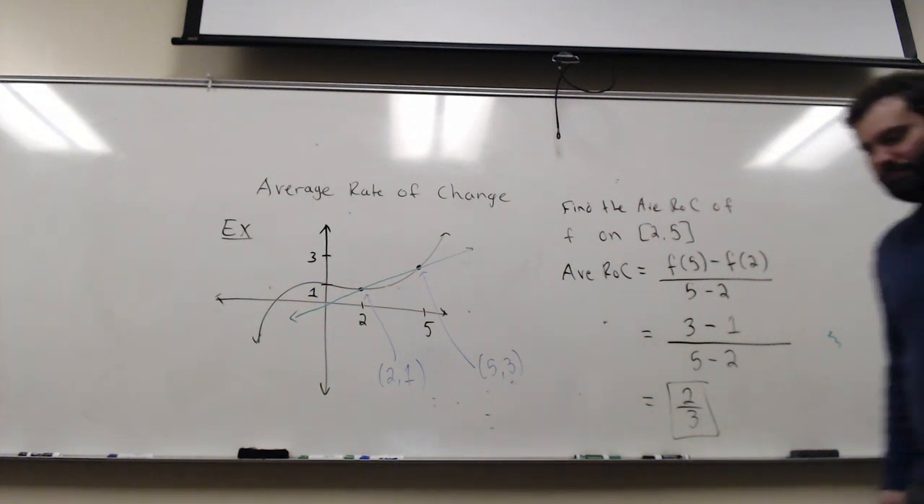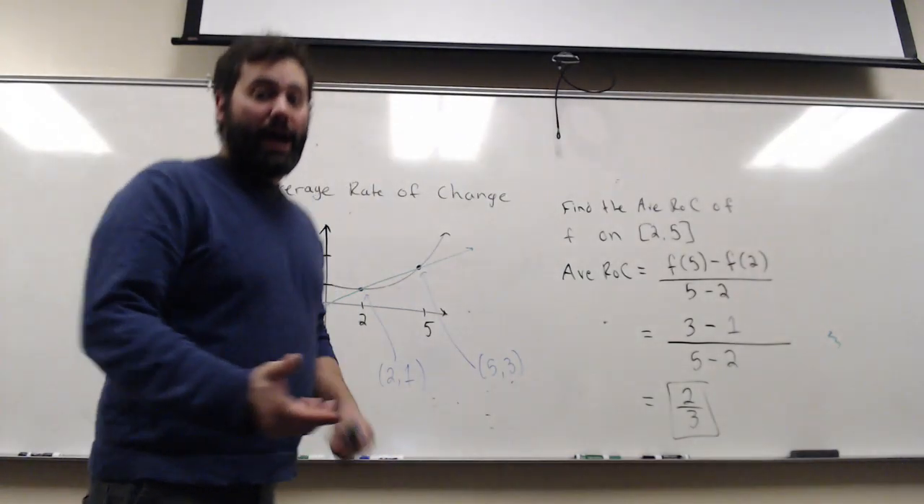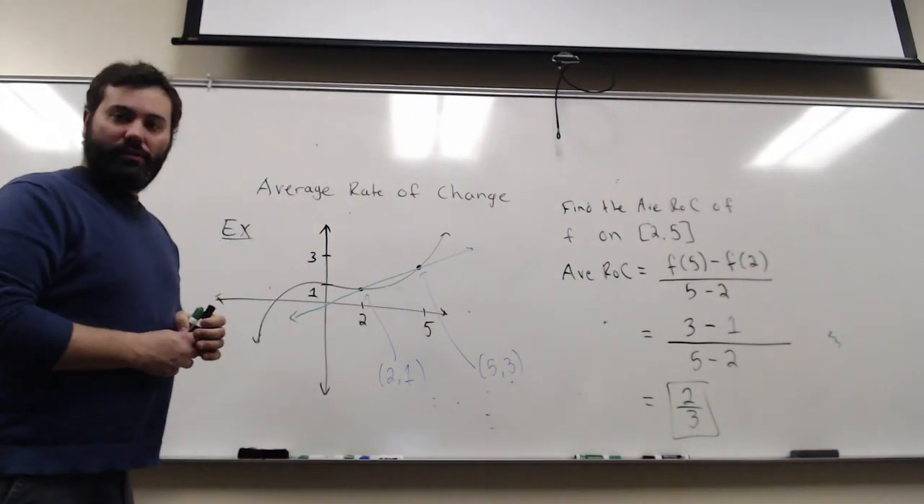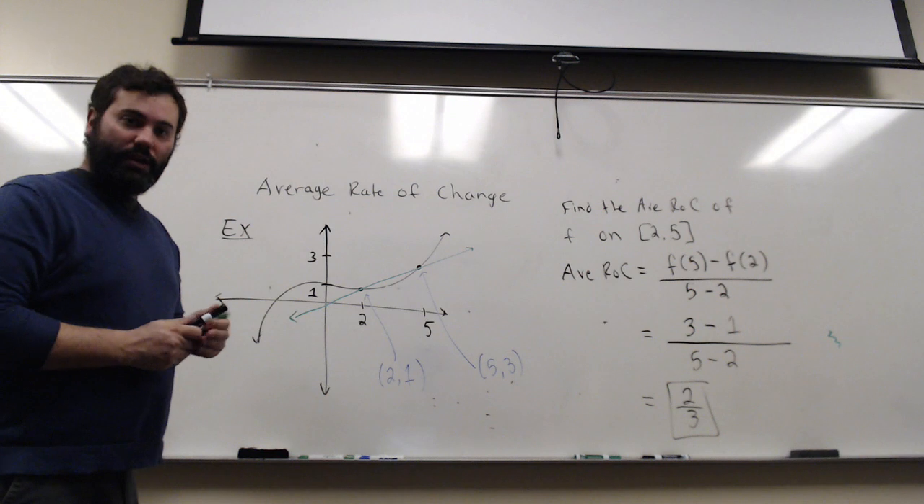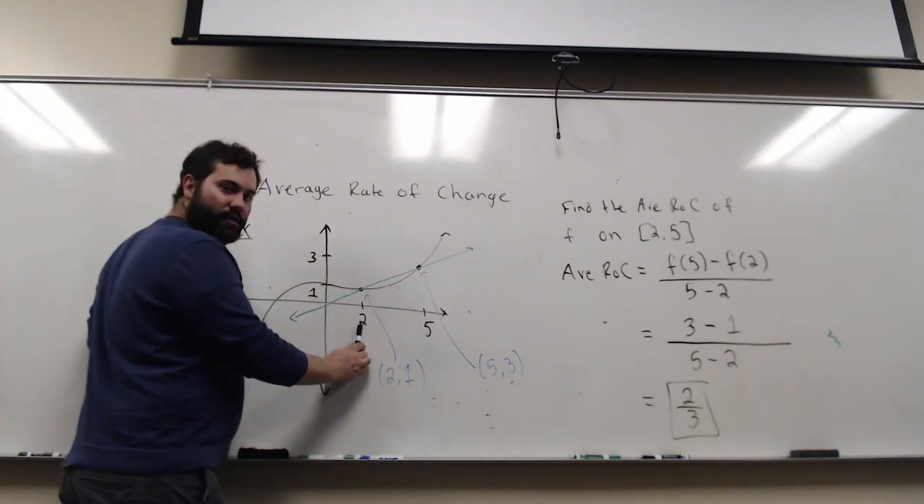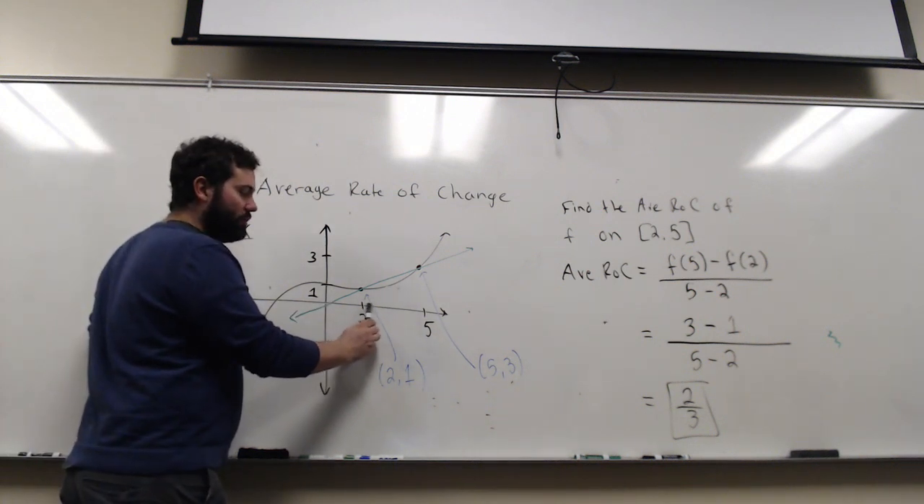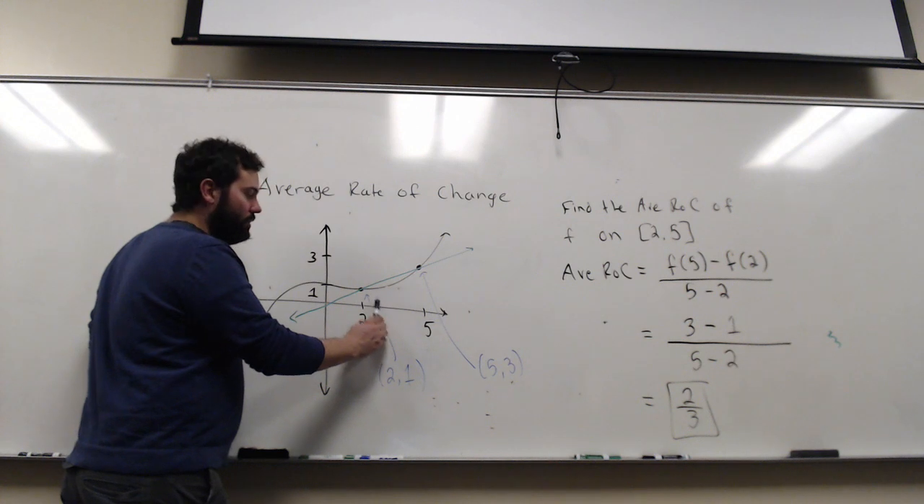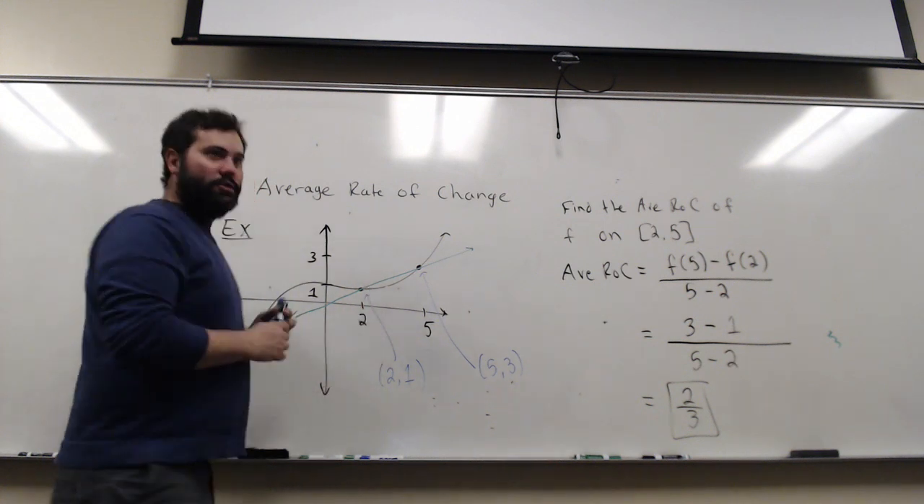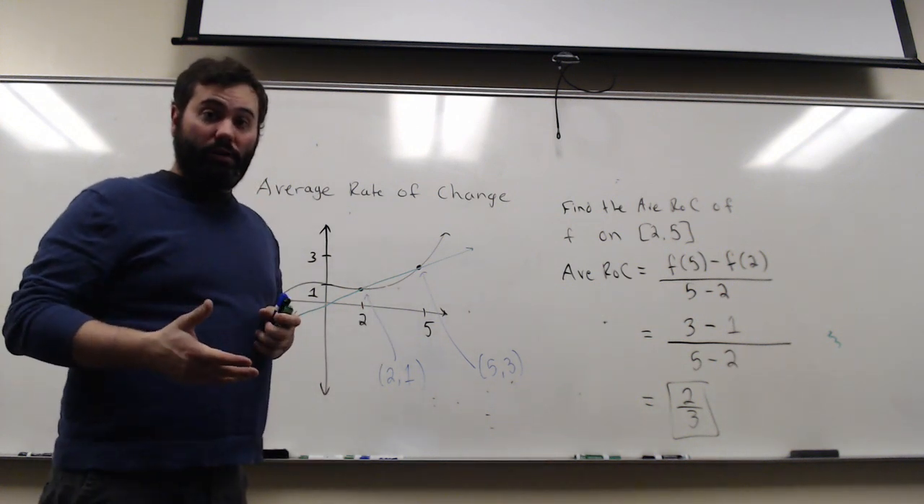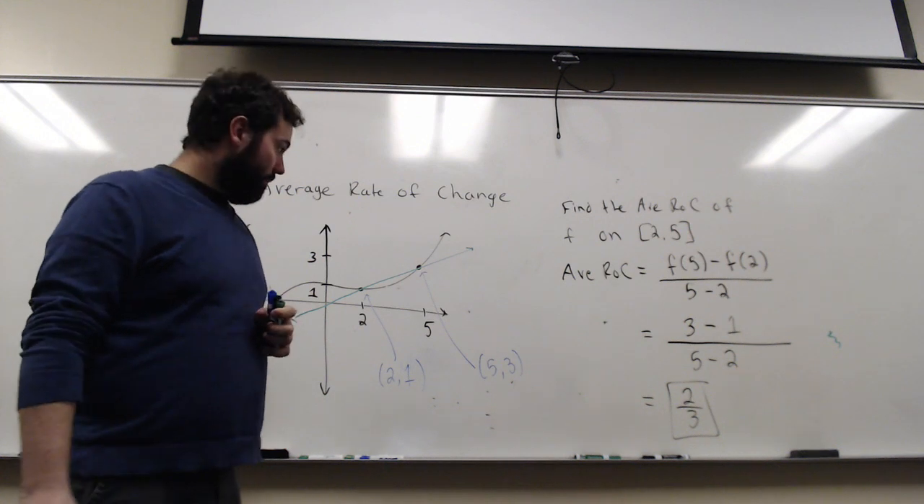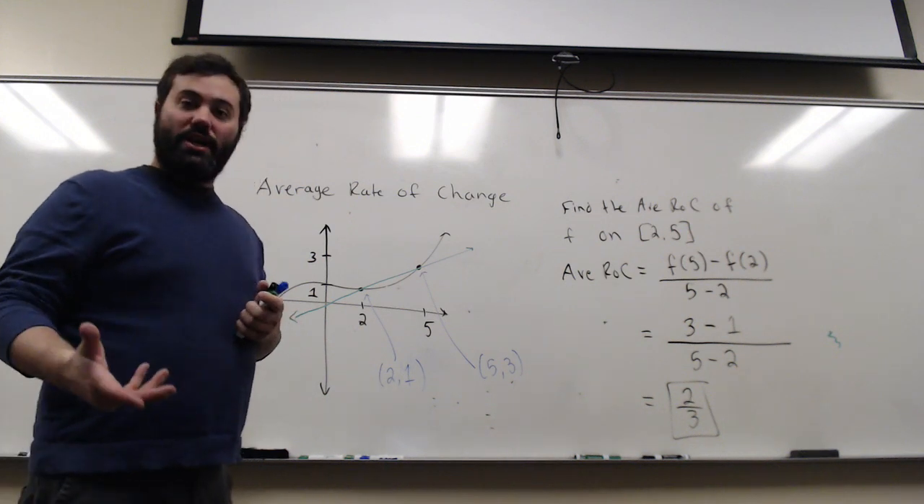Okay. Now, looking at the graph, what that basically means is that on average, if I start at x equals 2, anytime I increase my x value by 1 unit, you should expect the y coordinate to increase by 2/3. And again, that's just a change on average.